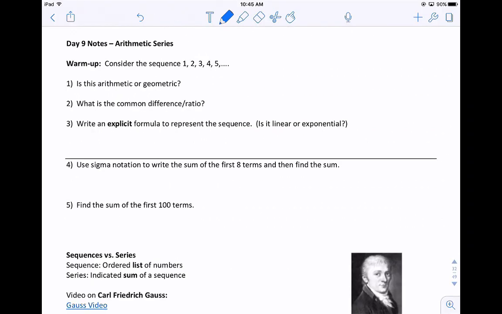Today we're going to concentrate on arithmetic series. So for the warm-up, consider the sequence 1, 2, 3, 4, 5. Is it arithmetic or geometric? What's the common difference or ratio? Can you write an explicit formula to represent the sequence?